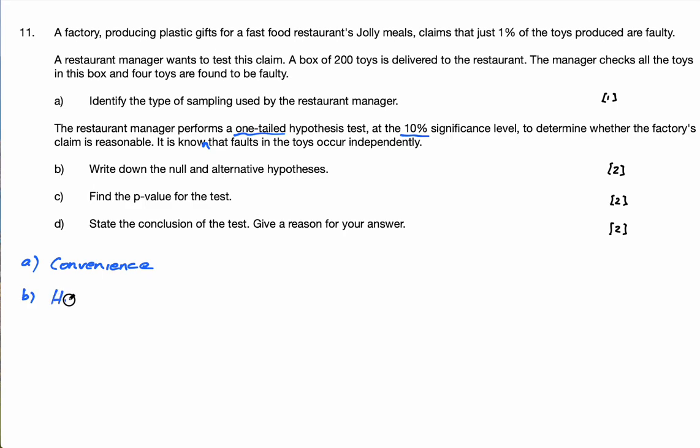Okay, so the null hypothesis for these types of tests is that the claim is correct. So H0 is this claim: 1% of toys are faulty. H1, which is the alternative hypothesis, because it's one-tailed, we care if more than 1% are faulty.